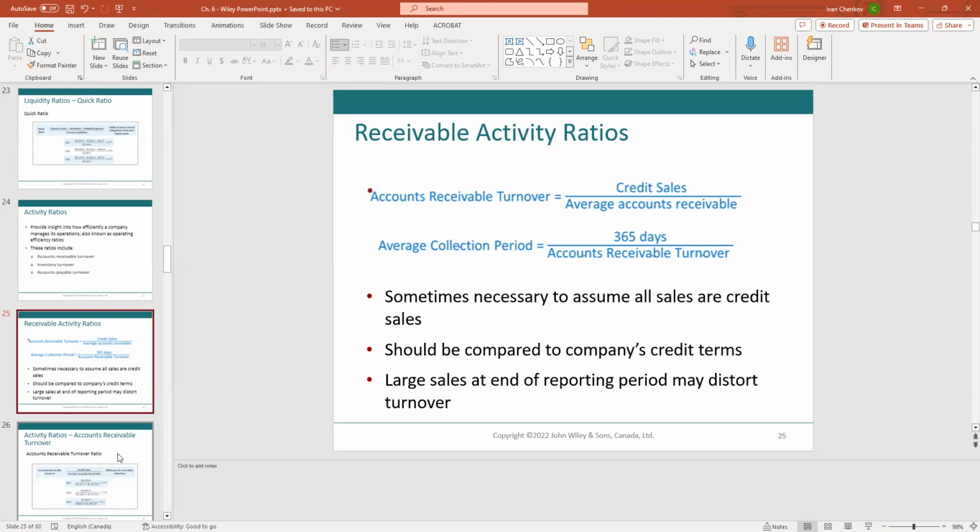Why credit sales? Because we don't care about the cash sales. Cash sales we already collected. Once we sell and collect, there's nothing for us to collect, so there are no accounts receivable. For that reason, we're chasing only the sales on credit, which have to be divided by the average amount of accounts receivable. How are we going to get the average amount? Beginning balance at the beginning of the year plus ending balance at the end of the year, divided by 2.